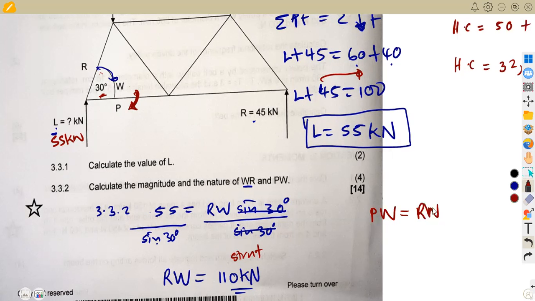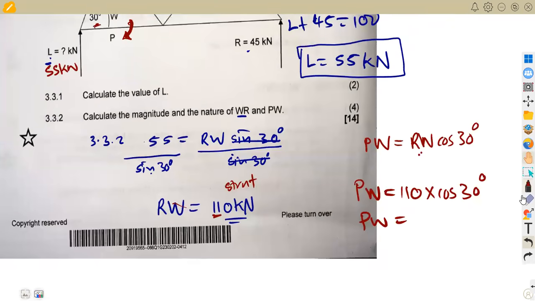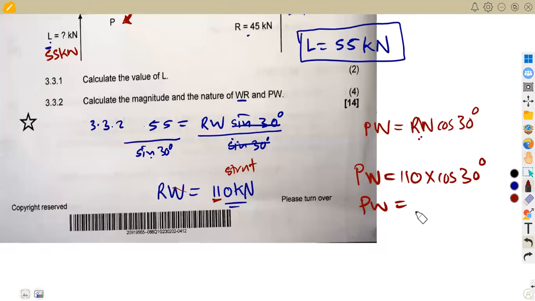So the right-hand side must be equal to the left-hand side, but this must be cos of theta, which is cos of 30 degrees. So we calculated RW before, meaning our PW is going to be RW that we calculated here, 110, times the cos of 30 degrees. So that is going to give us the value of PW. All right, so PW is going to be 95.263 kilonewton in this case, and this is representing what?